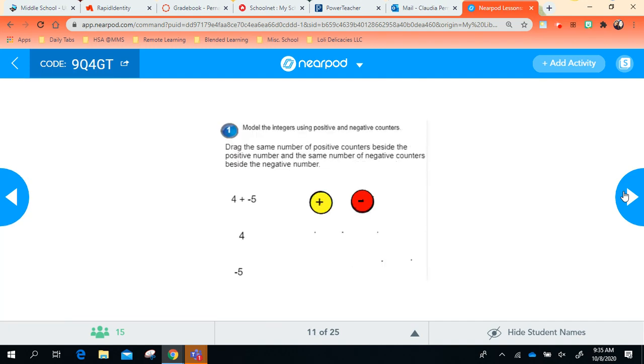Okay, so model the integers using positive and negative counters. So this is an example.